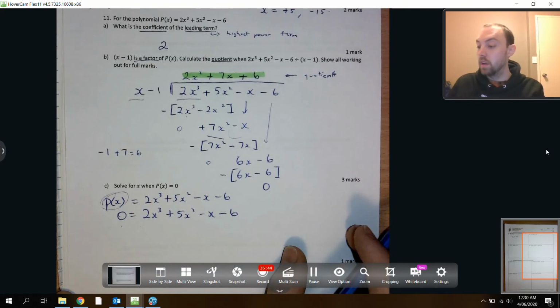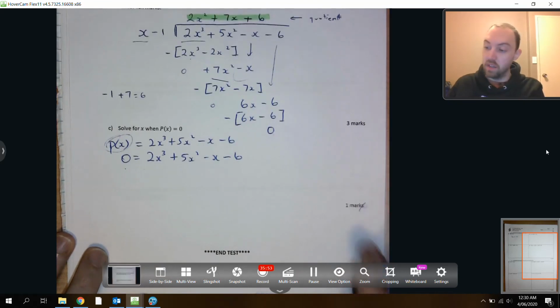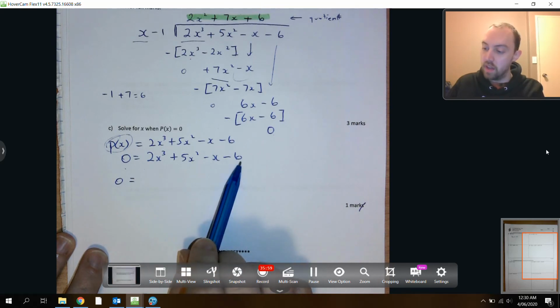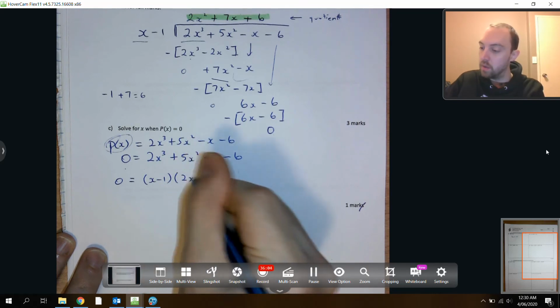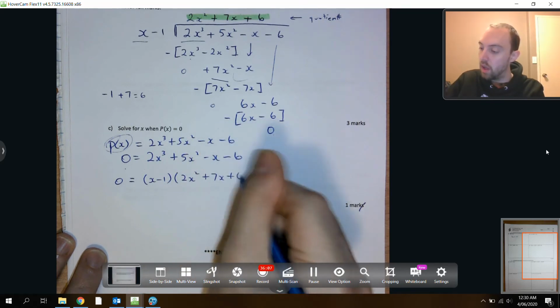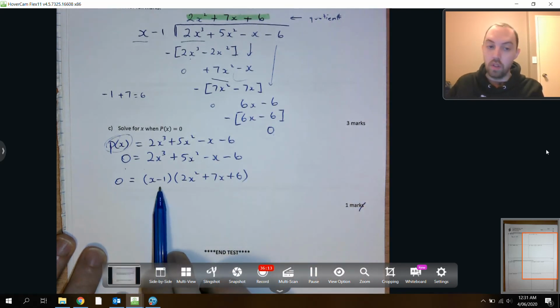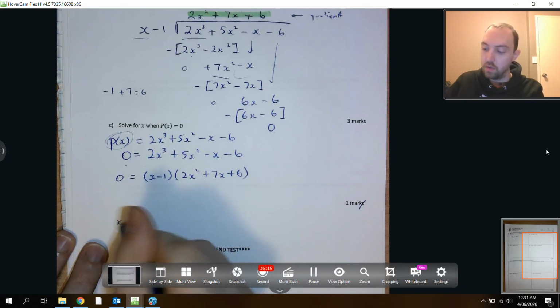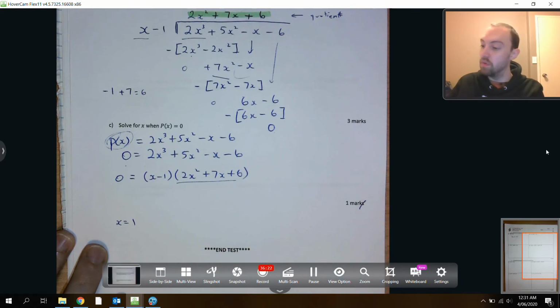Now, because it's only worth 1 mark, this is just best done on your calculator. But if you don't have it, we've already divided this and found that this is equal to x take 1 times the quotient we found earlier. So you know at the very least x is equal to 1. This is a quadratic, which based on the skills that we've used, particularly in the non-calc section in the last video, we should be able to solve.